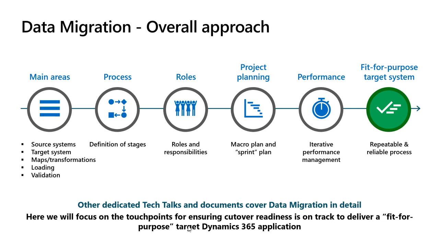And then most importantly, we're going to also talk about the iterative performance management that you need to think about from a data migration perspective, all hopefully ending up in a fit for purpose target system. And I'm using the word target system deliberately rather than Dynamics 365 business application, because sometimes there's more than one system that is going live at that point. So you may need to be thinking about some of the new systems to which you're integrating, as well as the Dynamics 365 application.